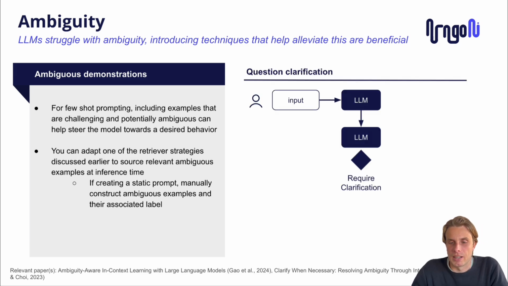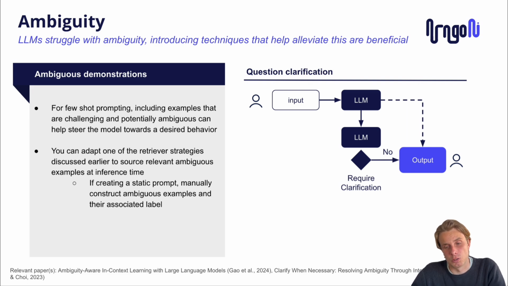Okay, question clarification. This is, again, designed to reduce ambiguity. What we do is we have a prompt, our input, it goes to a large language model to generate an answer. And then we have this answer provided to another large language model whose role is to ask whether we need further clarification or not. So to classify whether the initial answer is satisfactory based on the information that was provided, or if there's further information that really should have been considered to generate a faithful answer. So assuming there's no further clarification required, you can return the output directly to the user.